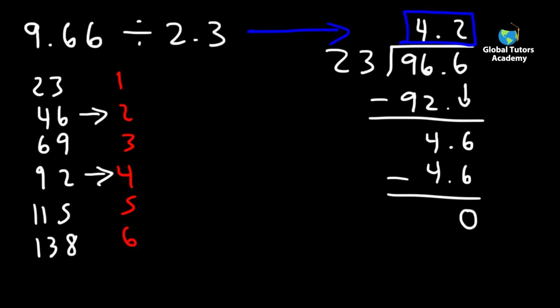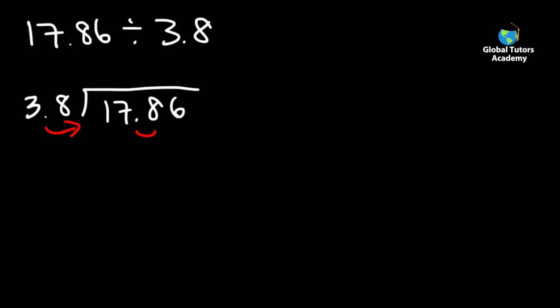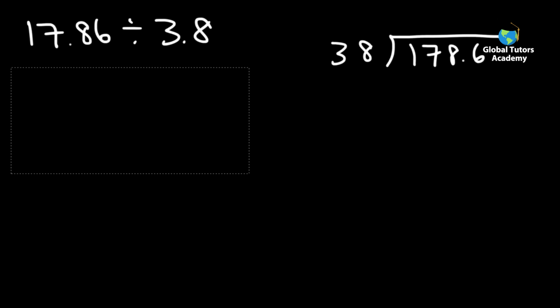Now let's move on to our next example. 17.86 divided by 3.8. So let's try that. So to begin, as always, we're going to write it this way. And let's move the decimal point 1 unit to the right. So now this becomes 38 on the outside and 178.6 on the inside. So let's make a list.